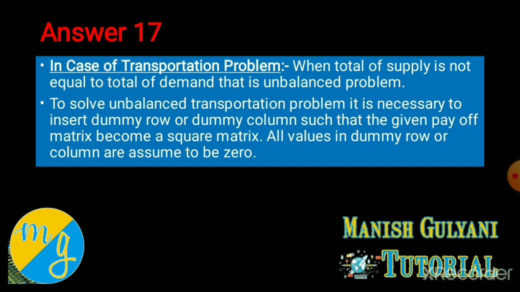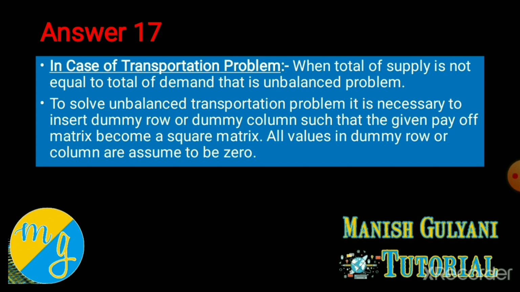If case is balanced, then no need to do anything in first step. But if case is unbalanced, means if total of supply is not equal to total of demand, then firstly you have to make unbalanced to balanced by inserting a dummy row or dummy column. Now when to insert dummy row or dummy column? If total of supply is not equal to total of demand, case is unbalanced.